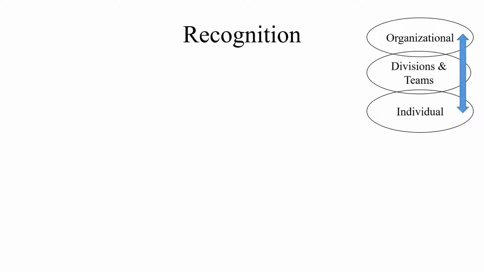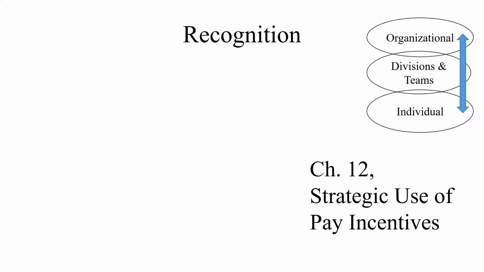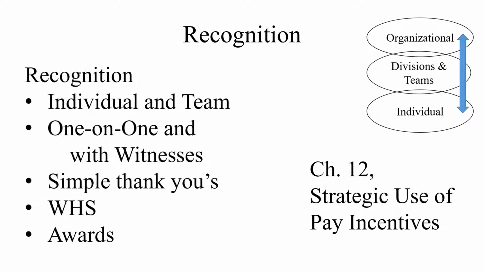Now I'd like to discuss a topic our textbook kind of glossed over, didn't really say a lot about, and that's recognition. Now, Chapter 12 is the strategic use of pay incentives, but there's recognition other than pay. In fact, when we get into chapters 11 and 12, we'll keep reminding you that pay is not always the best incentive. So we need to look at recognition from the organization, recognition from the division and teams. How does the immediate boss, the boss's boss, and the peers view the individual?